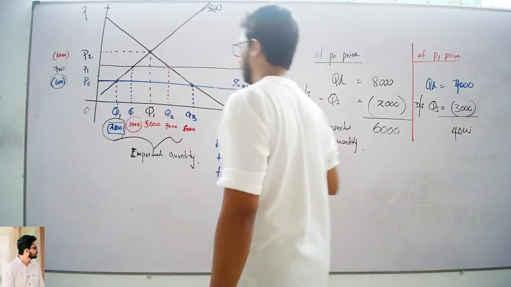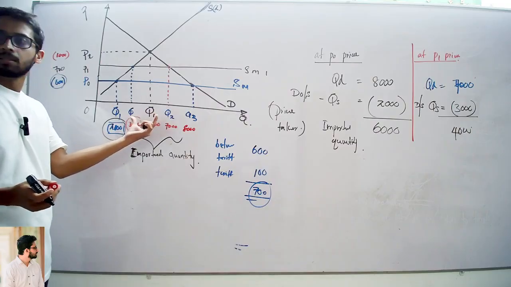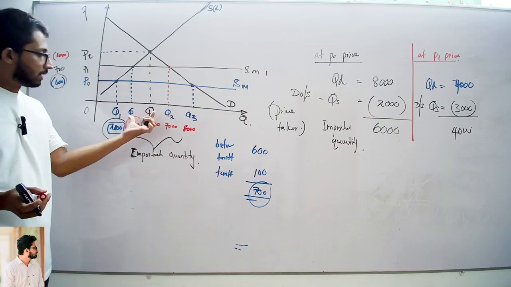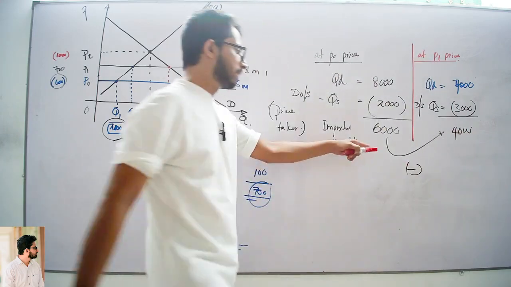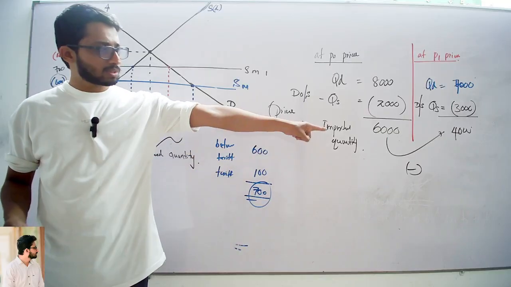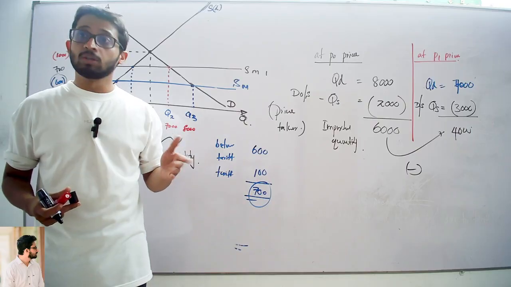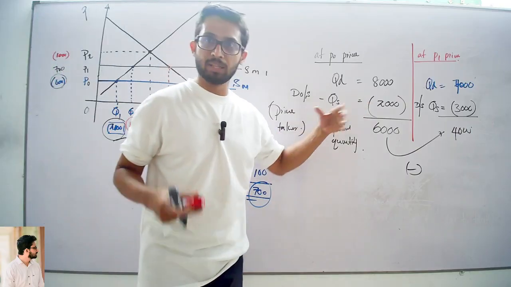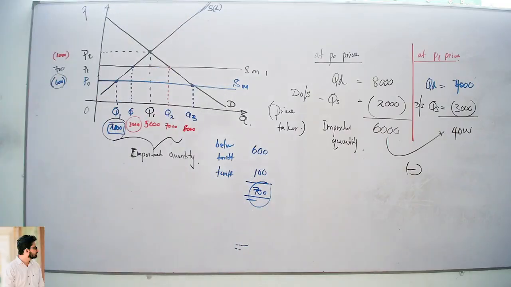Now you can say, Buddha, the imported quantity has decreased from 6,000 to 4,000. Now the government objective has been achieved. The government wanted to decrease the volume of imports. Done, 6,000, now 4,000. And the government wanted to increase domestic production as well. Job done, 2,000, now 3,000 after the tariff. Are you okay with this issue? Yes.